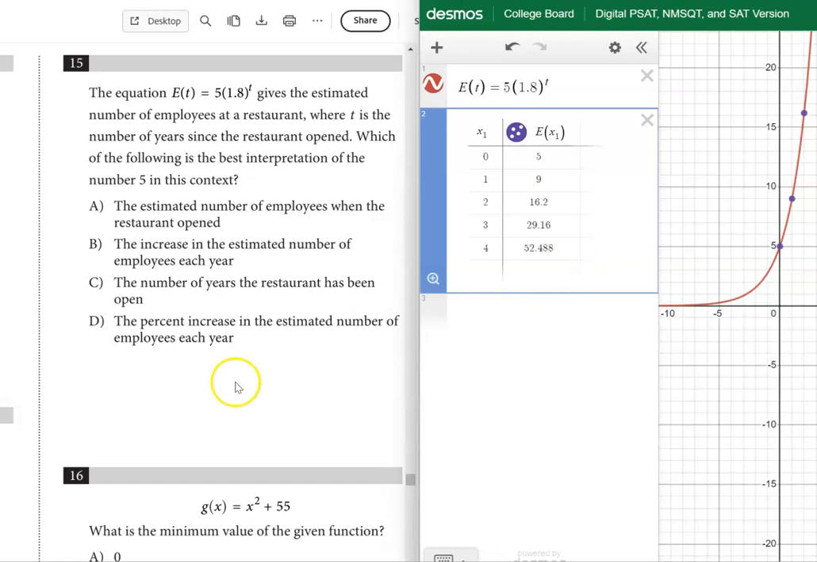So now hopefully this helps you answer the question, what does the 5 mean? Well, obviously when the number of years, the t or the input, was 0, then there were 5 employees, which was the output. So the correct answer is A, the estimated number of employees when the restaurant opened. The restaurant opened when time was equal to 0. So the correct answer choice, A.